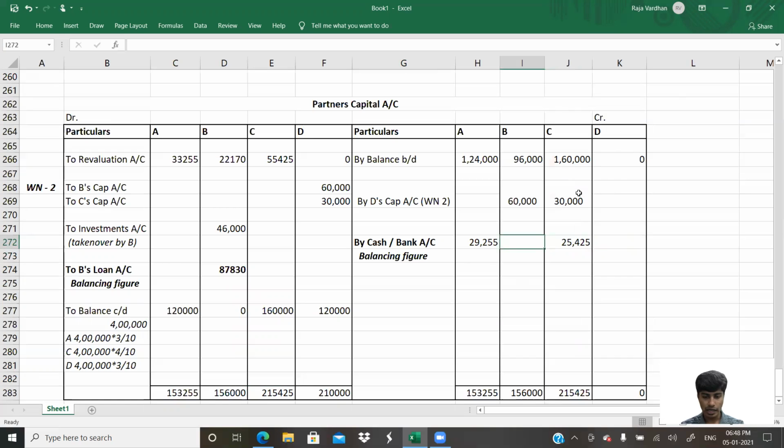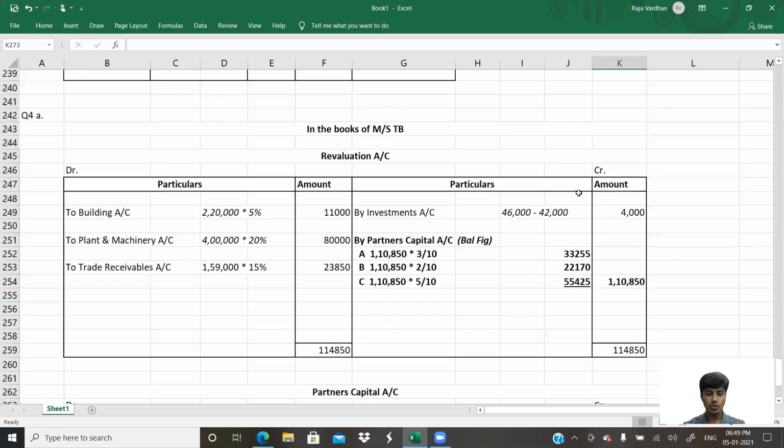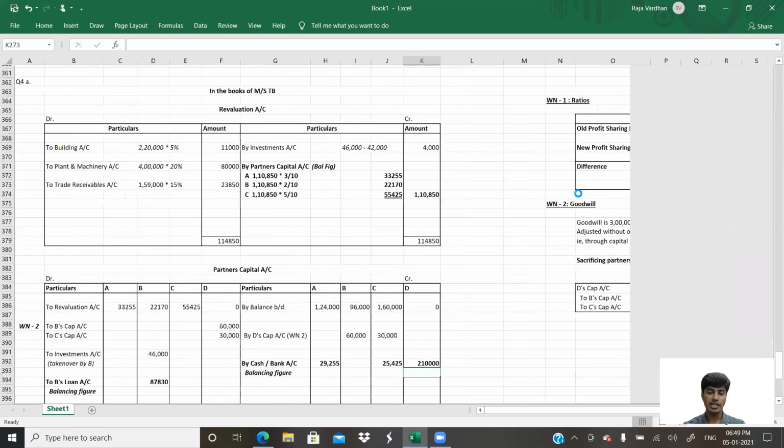Okay. Now, last thing with respect to Mr. D. Mr. D should freshly bring in capital. See, 2,10,000 is the total on the credit. Debit side, nothing. Why? He should bring so much cash towards his capital. So how much is the capital that he brings in? He brings in 2,10,000. That's it. Now have a look. Your partner's capital account is tallying. Yes. So is your revaluation account. So this is the answer.